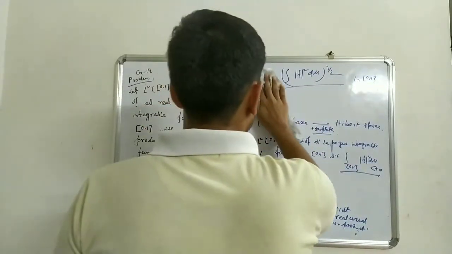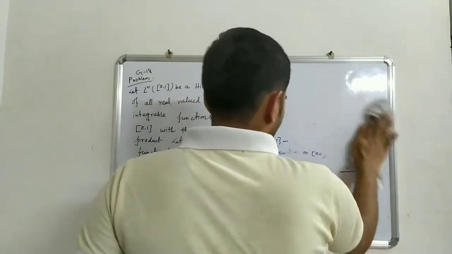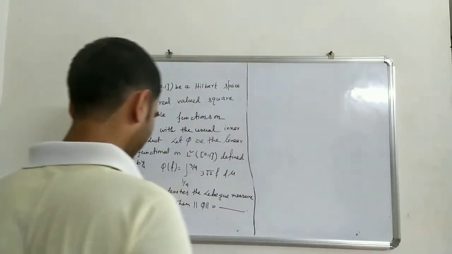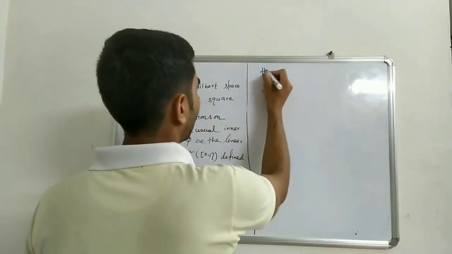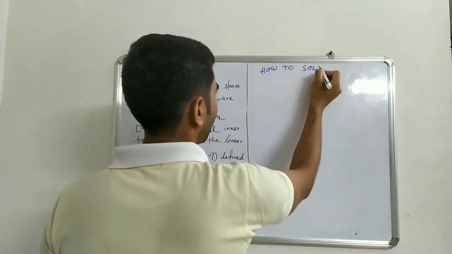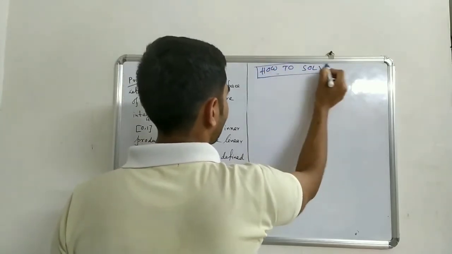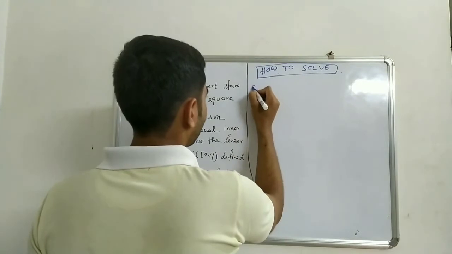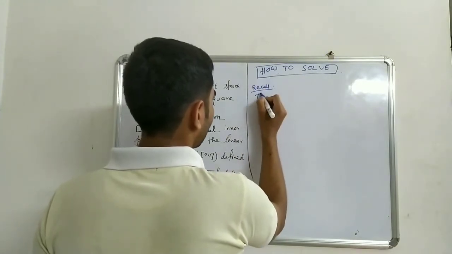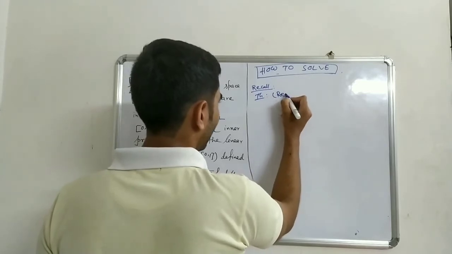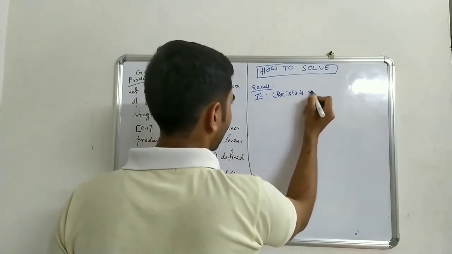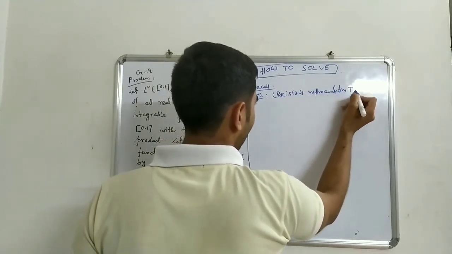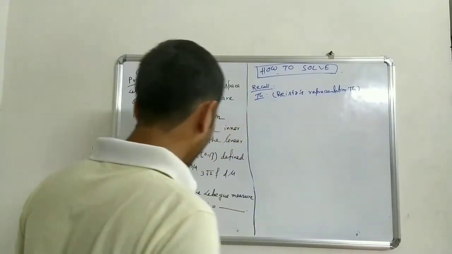Now let's try to solve this kind of problem, and I always start with how to solve this kind of problem. So how to solve? Recall a theorem that is also called the Riesz representation theorem. So what is the Riesz representation theorem?